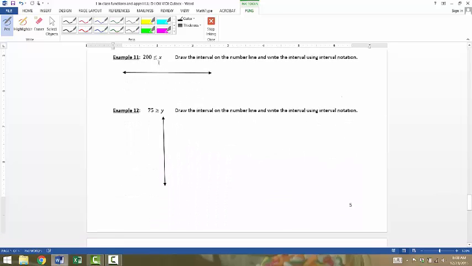Example 11, it says that x is greater than or equal to 200, or you might read that 200 is less than or equal to x. So the 200 gets a closed circle because x can equal it, and you see that x can equal it or be bigger than it. Now this time I shade all the way up the number line to indicate that it goes on and on and on, all the way up to positive infinity up here, 200 or higher.